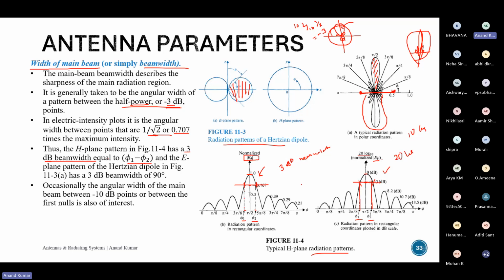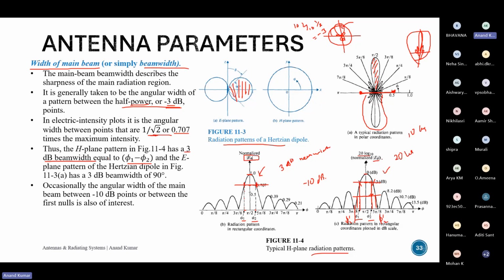Lately, there is also something called as minus 10 dB beam width, and in that case, what you do is you search the value for minus 10 dB over here, and then draw the value, get the phi dash 1 and phi dash 2 values, and this difference will give you the minus 10 dB beam width. Or there is another way to give the beam width is where you get the first nulls.